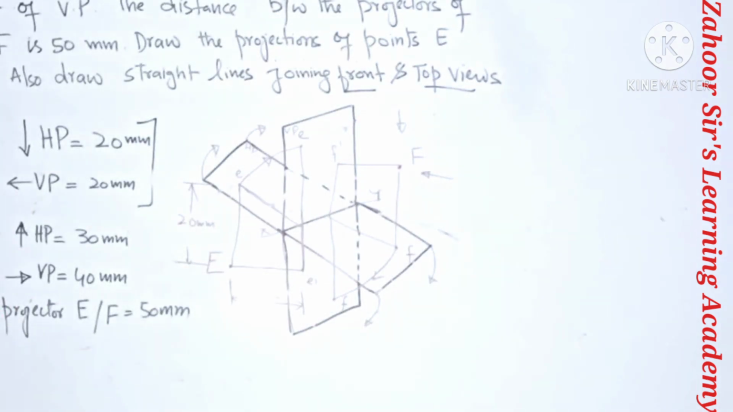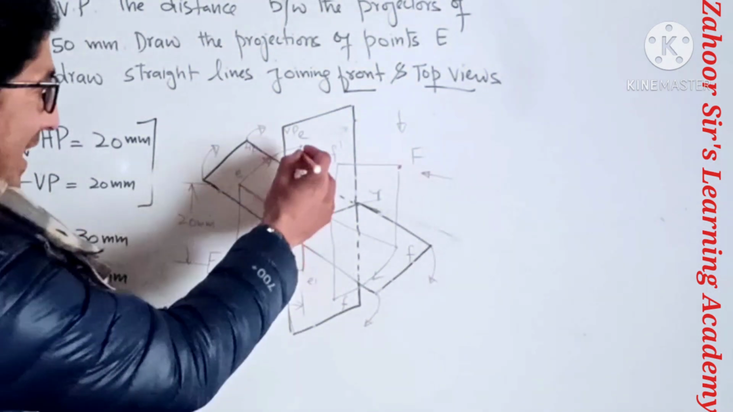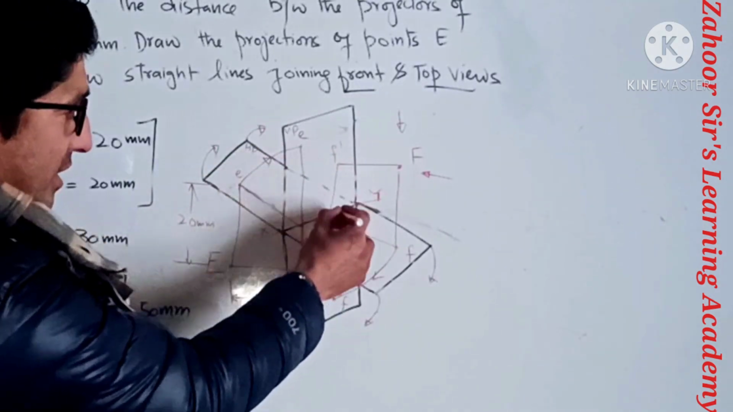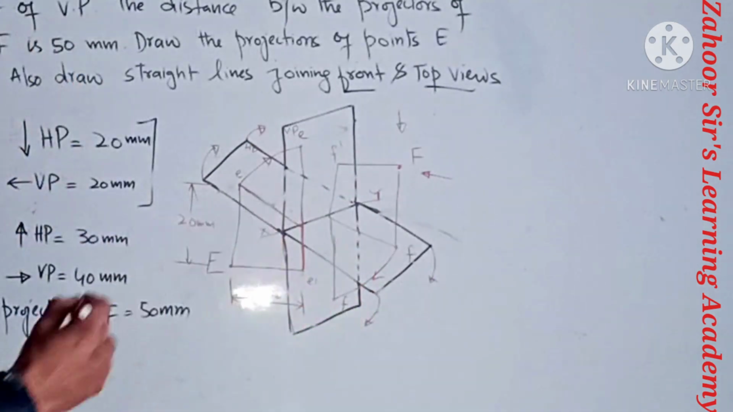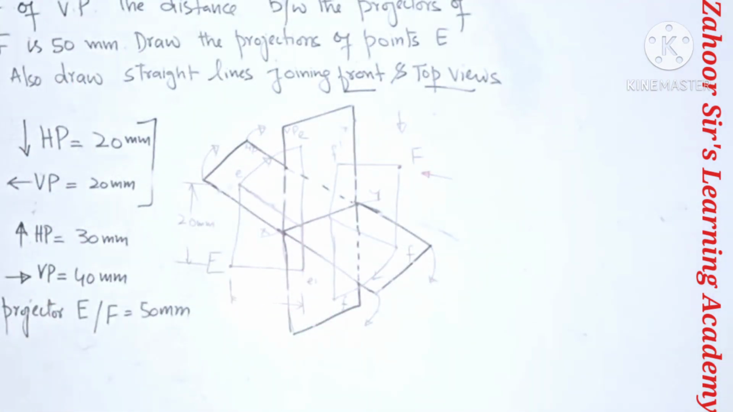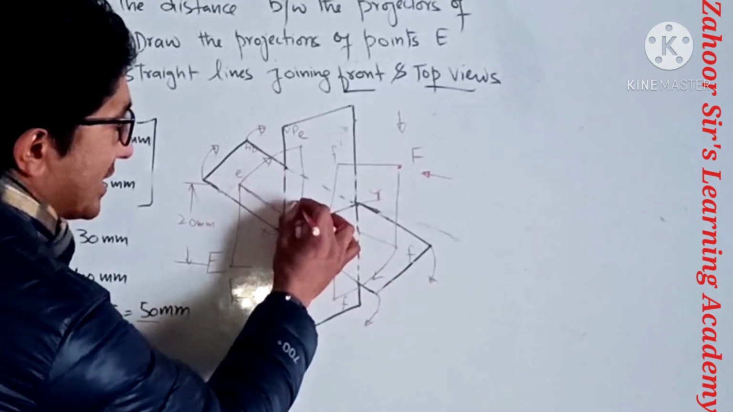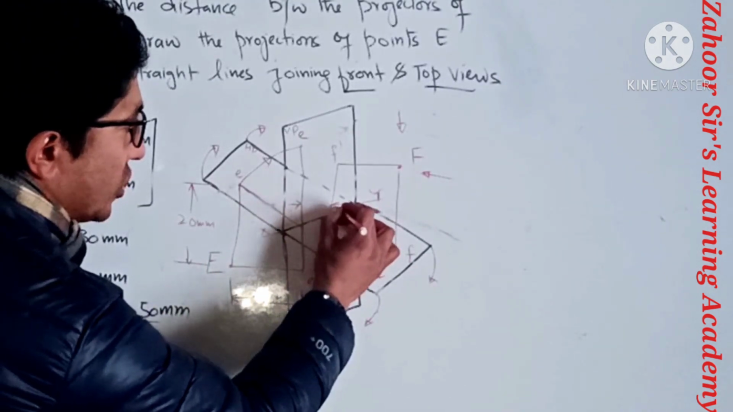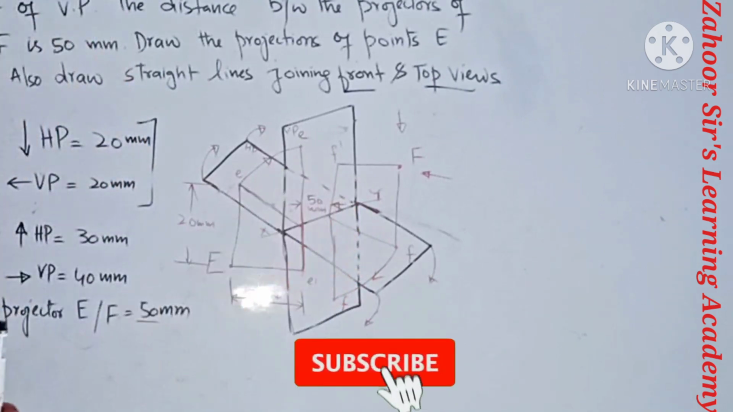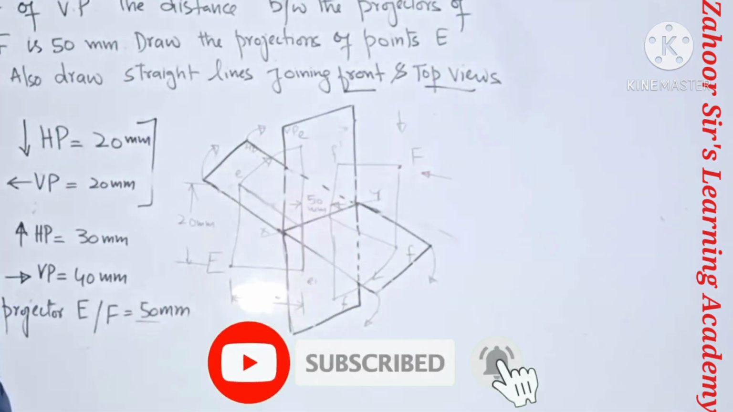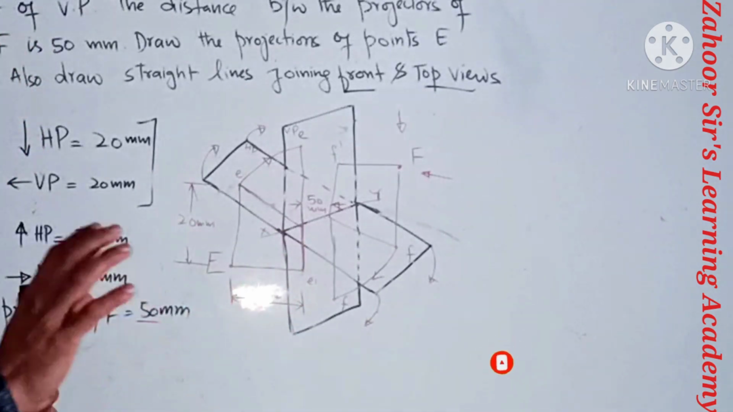Now in the question, the fifth parameter was the distance between the projectors. This is the projector and this is the projector, the projector of E and the projector of F. The distance between these two projectors should be 50 mm. Okay, now the question is very much clear. This is how I have shown you in pictorial.